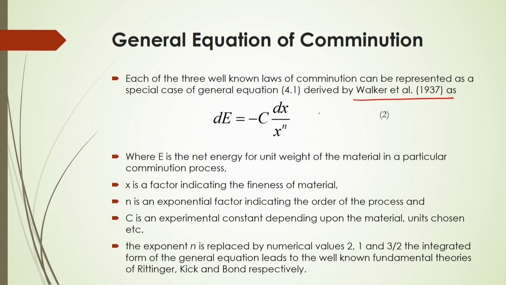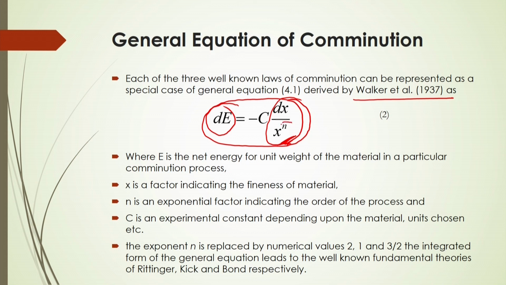1937 here. So, they have explained these theories like this: dE, that means net energy change, is proportional to dx by x to the power n. Where E is called the net energy for unit weight of the material in a particular comminution process, and x is a factor that indicates the fineness of the material, that is, to what extent fine particles are being formed inside the bed.